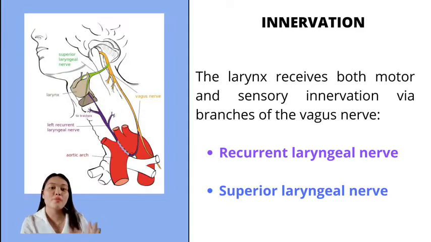The larynx receives both motor and sensory innervation via branches of the vagus nerve. The recurrent laryngeal nerve provides sensory innervation to the infraglottis and motor innervation to all the internal muscles of the larynx, except the cricothyroid. The superior laryngeal nerve, its internal branch, provides sensory innervation to the supraglottis. An external branch provides motor innervation to the cricothyroid muscle.